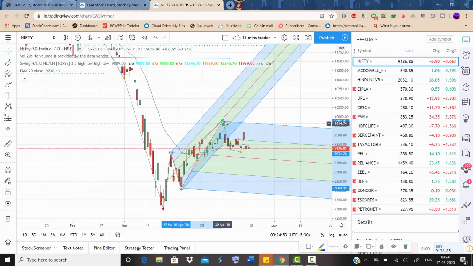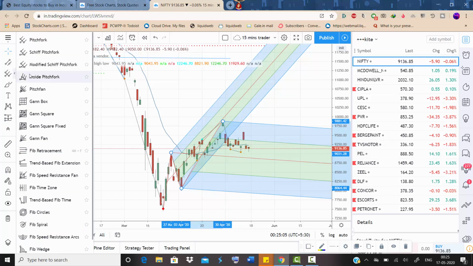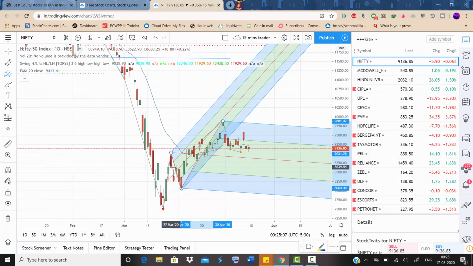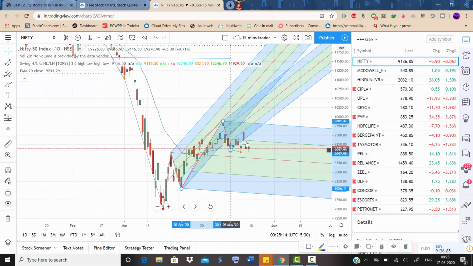So it's like A, B, C. So there's a fresh point made over here. It is like A, B, C. So C has not gone below A. So we use the modified pitchfork. So A, B, C. So you can see here there's overlap over here.